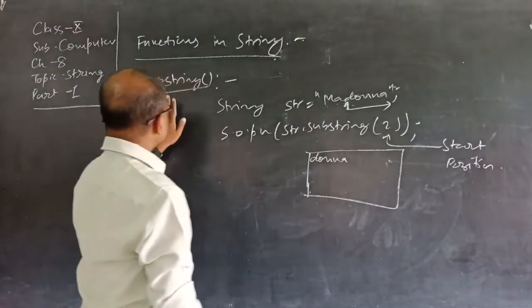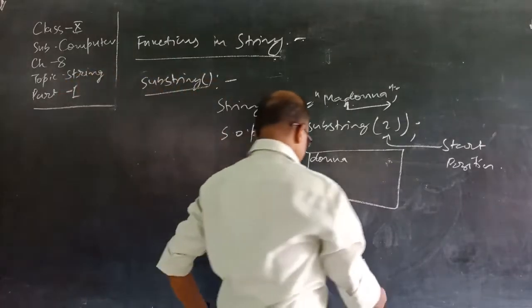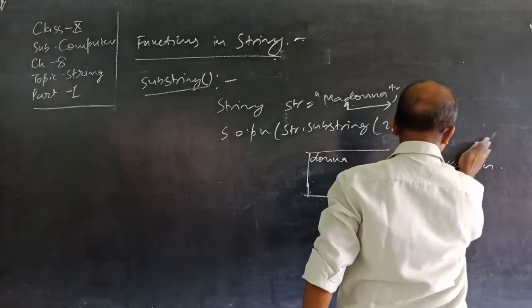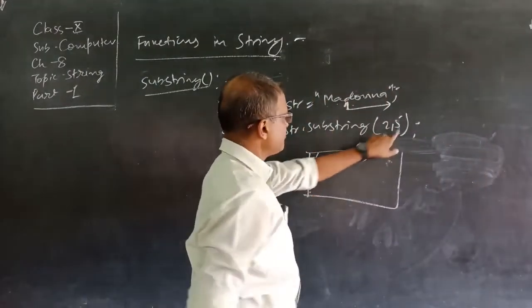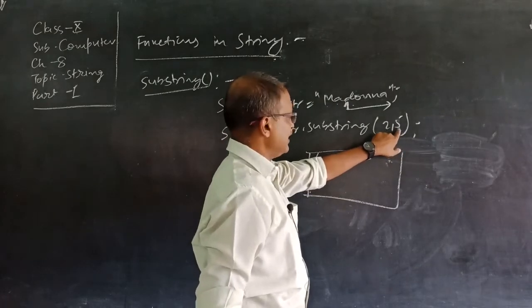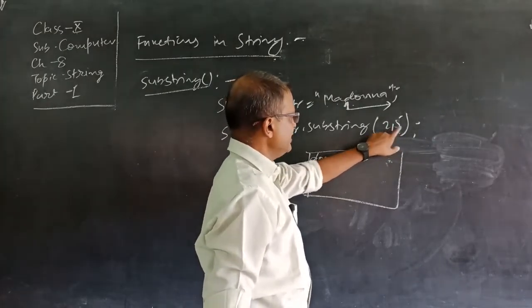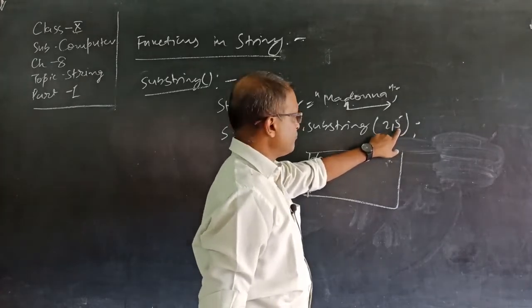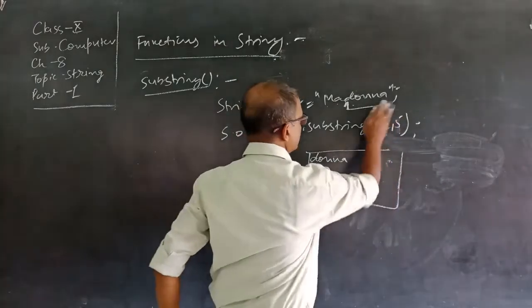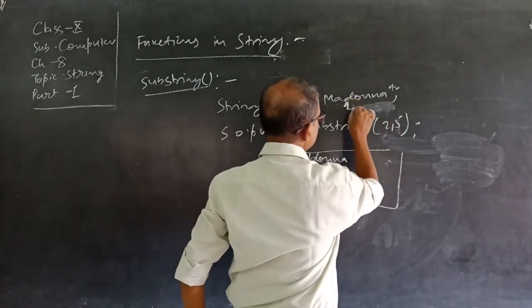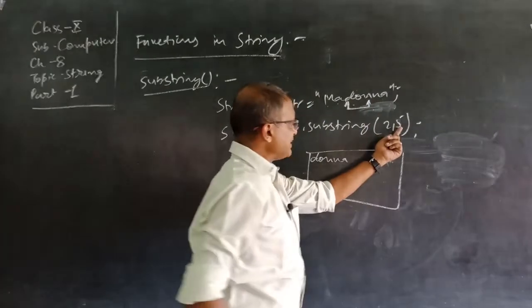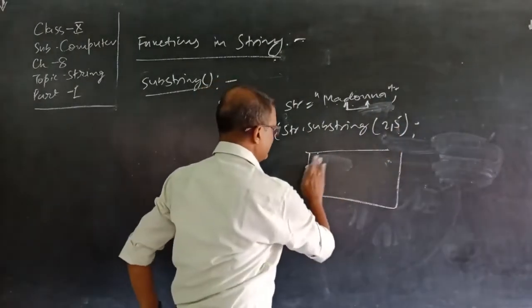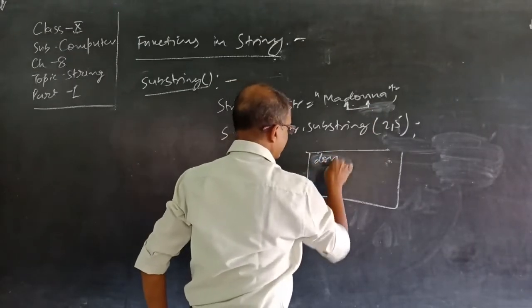Okay. Now here is the second format of this substring, which is 2-parameterized. Suppose here I am giving 2, 5. So 2 is the start position and 5 is the end position, but this last index will not be included. Starting from 2, 3, 4, 1 less than the end position, it returns the substring, meaning the substring will be DON.